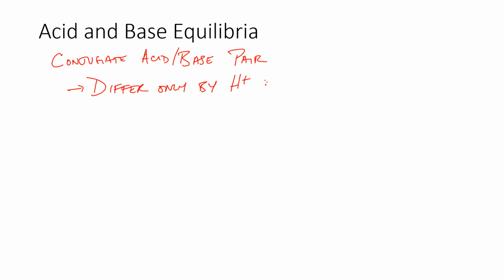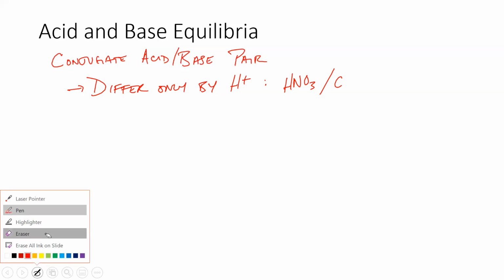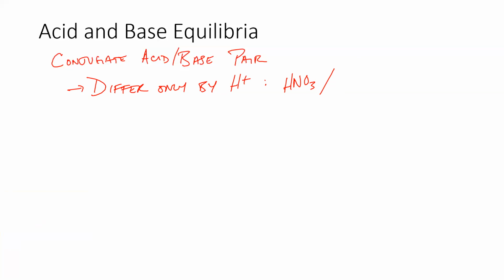And so, examples that we might think of right off the bat, if we had a strong acid like nitric acid, the conjugate base would be NO3 minus. Another example would be NH4 plus and NH3. So conjugate acids and bases.